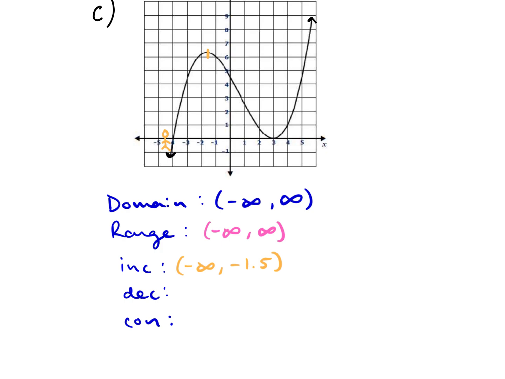Then here we start walking downhill, so we're decreasing to what x value? So I could say negative 1.5 to 3. And then at 3, we start increasing again. Till when? To infinity, perfect. So that would be increasing. We're going to put a union since we have more than one set. So from 3 to infinity, we're increasing. So we're not constant anywhere.